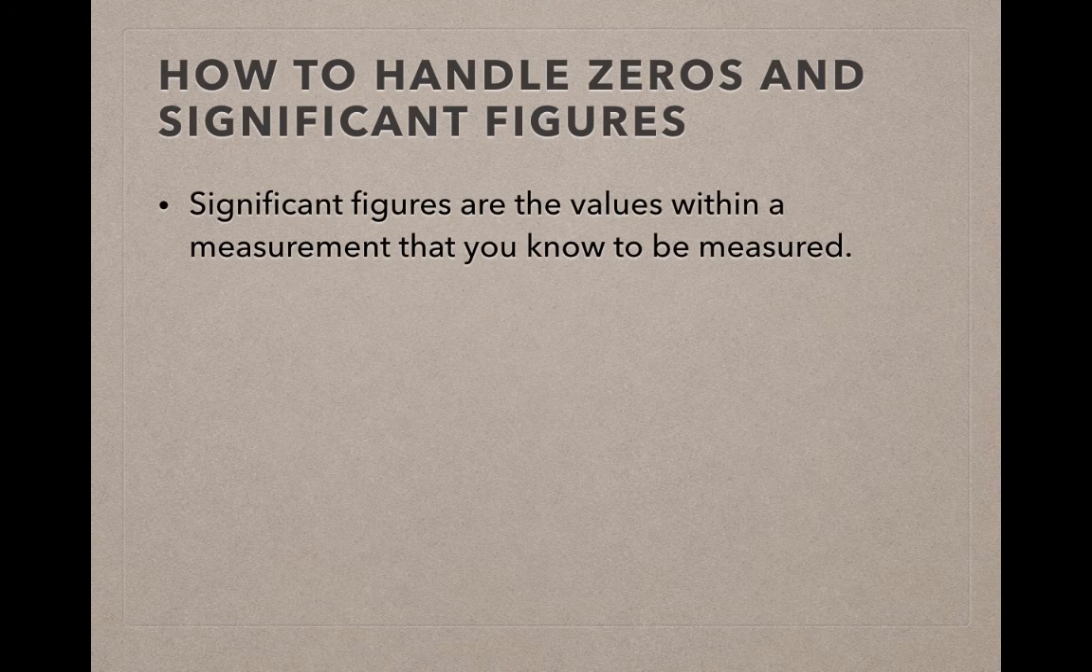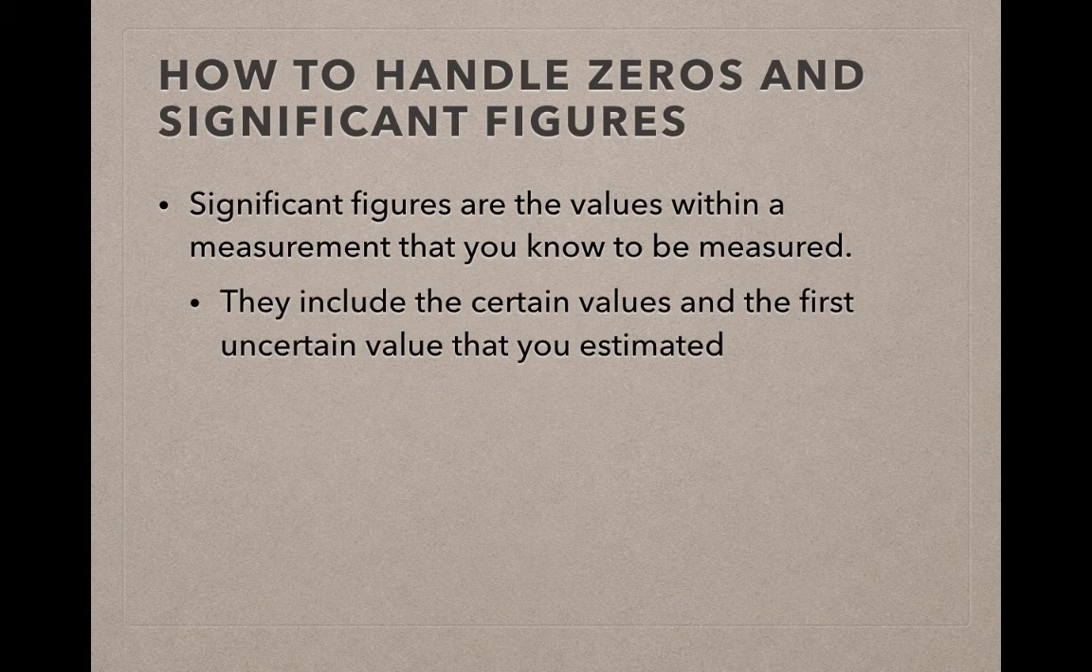So the first thing that we're going to talk about is looking at some of the values that we had gone through in Lecture 1. And one of the first things we're going to look at is how to handle zeros and significant figures. We haven't used the term significant figures before, but these are the values within a measurement that we know are actually measured or estimated. So your significant values include the certain values that you know of, and then that first uncertain value that you estimated.